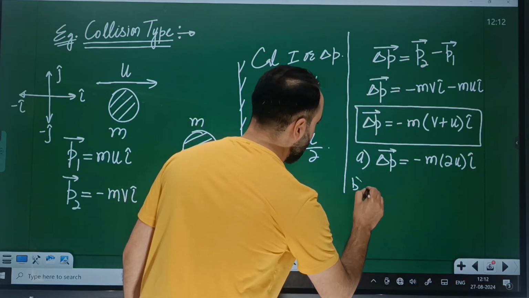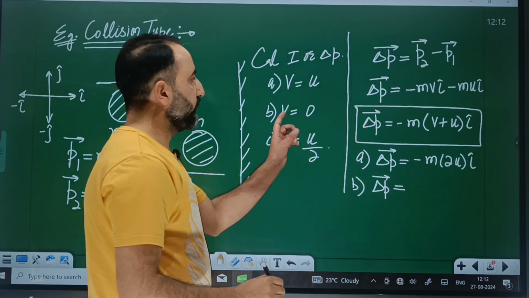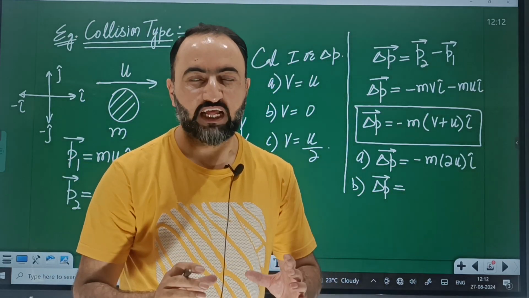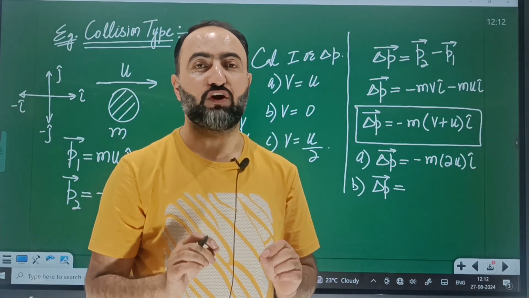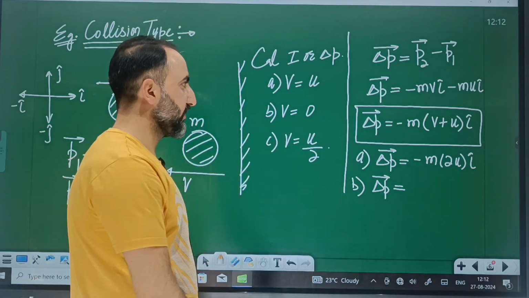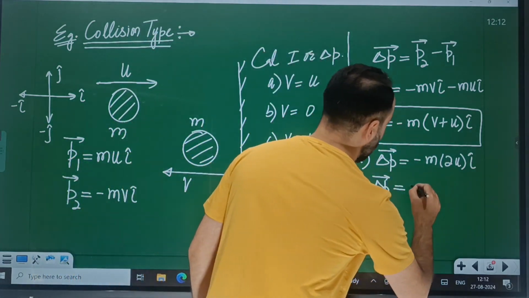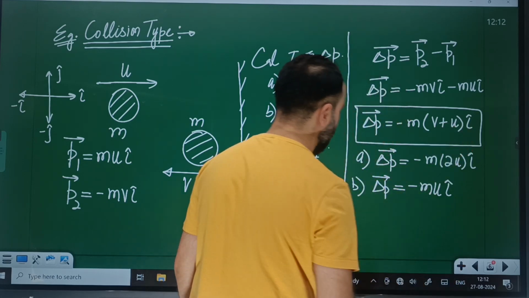B part देख लो बेटा. Delta p किसके बराबर है? That's equal to final velocity is 0. What does that mean? That means the ball is thrown on the wall. It simply falls down. This collision is said to be a perfectly inelastic collision, or it gets stuck to the wall. So it's like this. देख लो बेटा. So this is minus m, this is 0 plus u. That's equal to u multiplied by I cap.